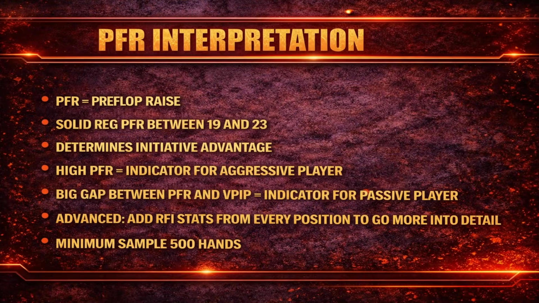PFR tells us who takes initiative. 19 to 23 is a solid reg. High PFR is an indicator for aggression. A large gap between VPIP and PFR is an indicator for a passive player. Advanced players add here a pop-up with raise first in per position. Again, also for this stat we need about 500 hands minimum.